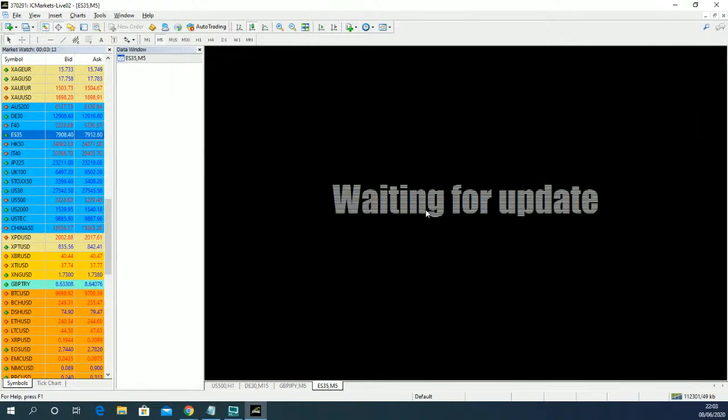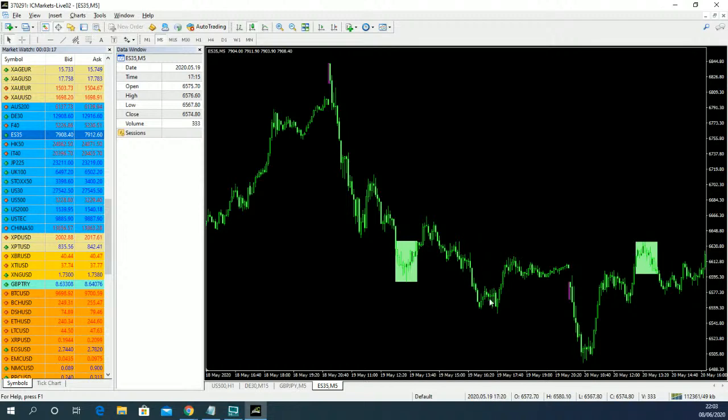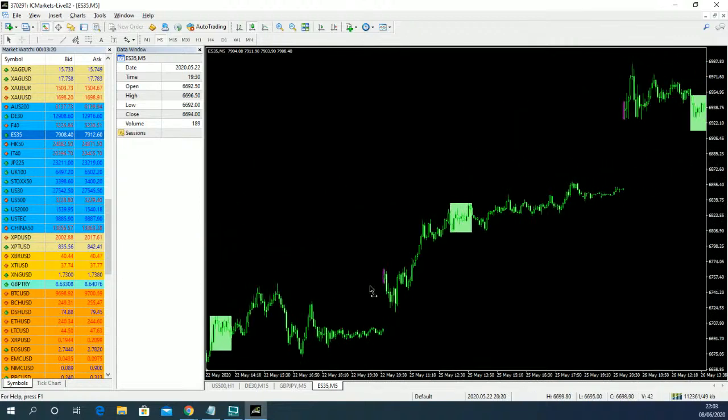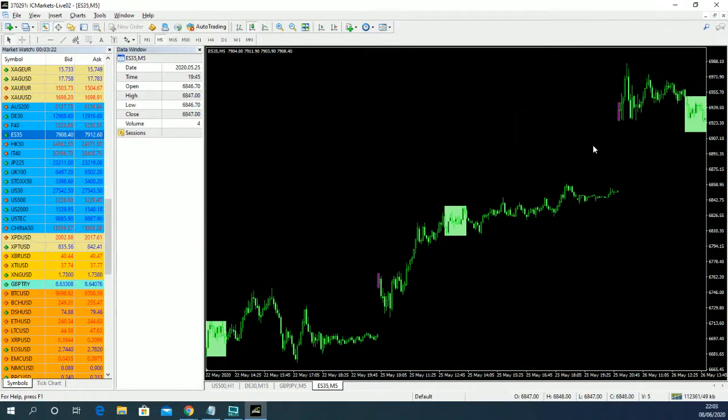This is Spanish, this is Spain. This is the box for Spain. You can see that the box is fantastic for Spain as well. I don't like this gap though.